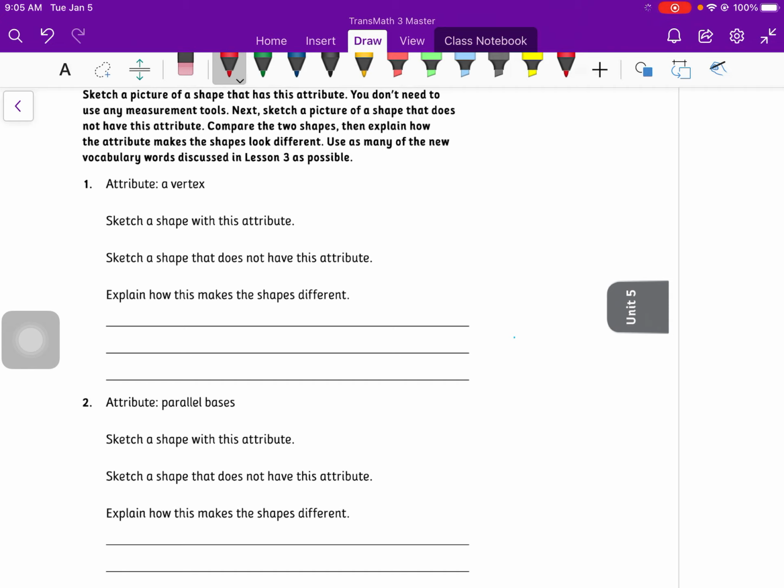So if I want to draw a shape with a vertex, I'm going to pick any shape that I want to that's got a corner. I'm going to pick a cube. Okay, so a cube, I'm going to start by drawing the base.